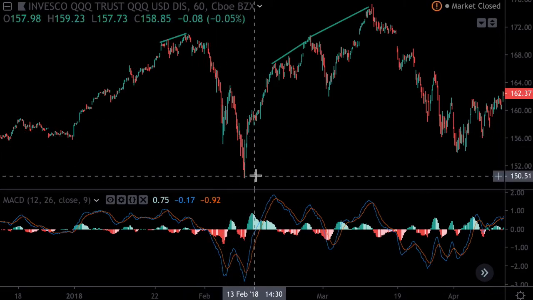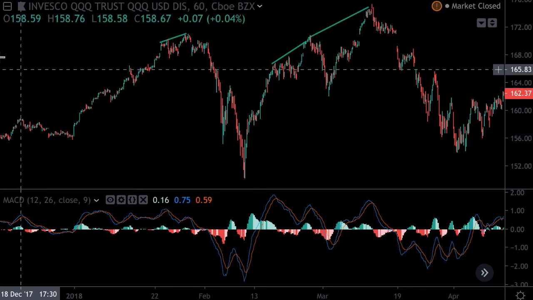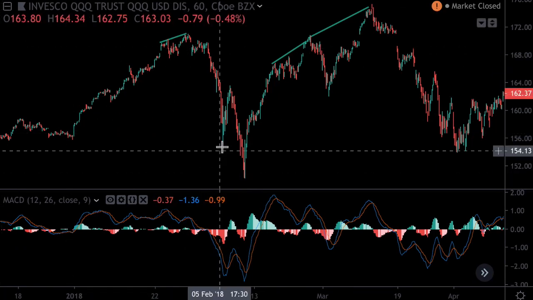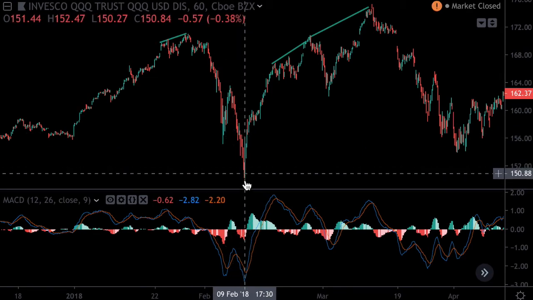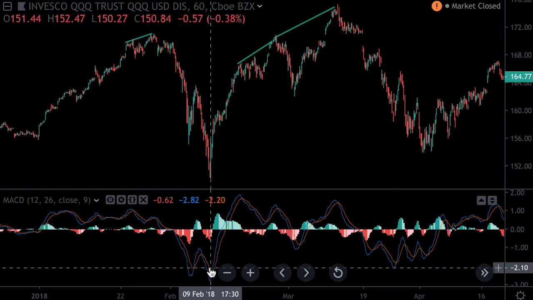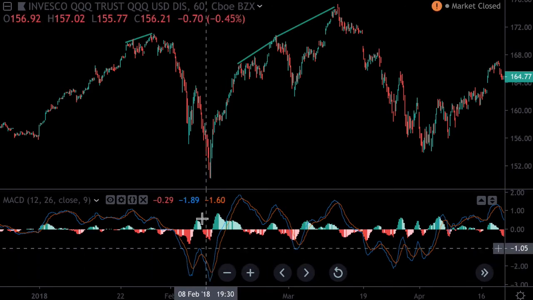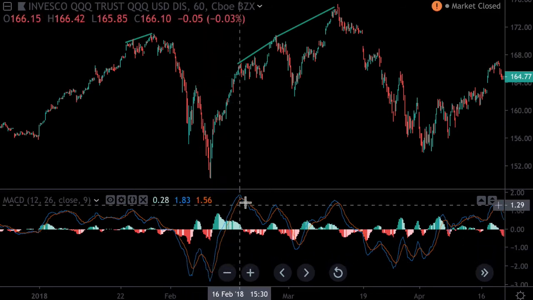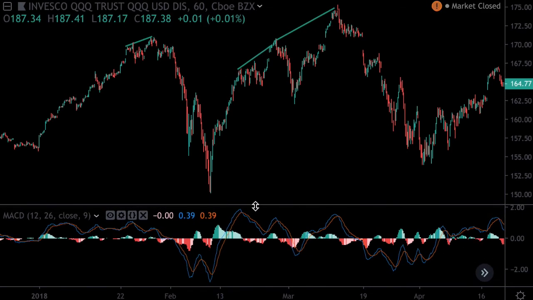And you can see here, you don't always have divergence to have a rally. It's not something that happens every single time. You can see here we had a low and a lower low, but the MACD didn't really make a higher low. It actually made a lower low too, so we don't have divergence here, but I think we did have it on the RSI.